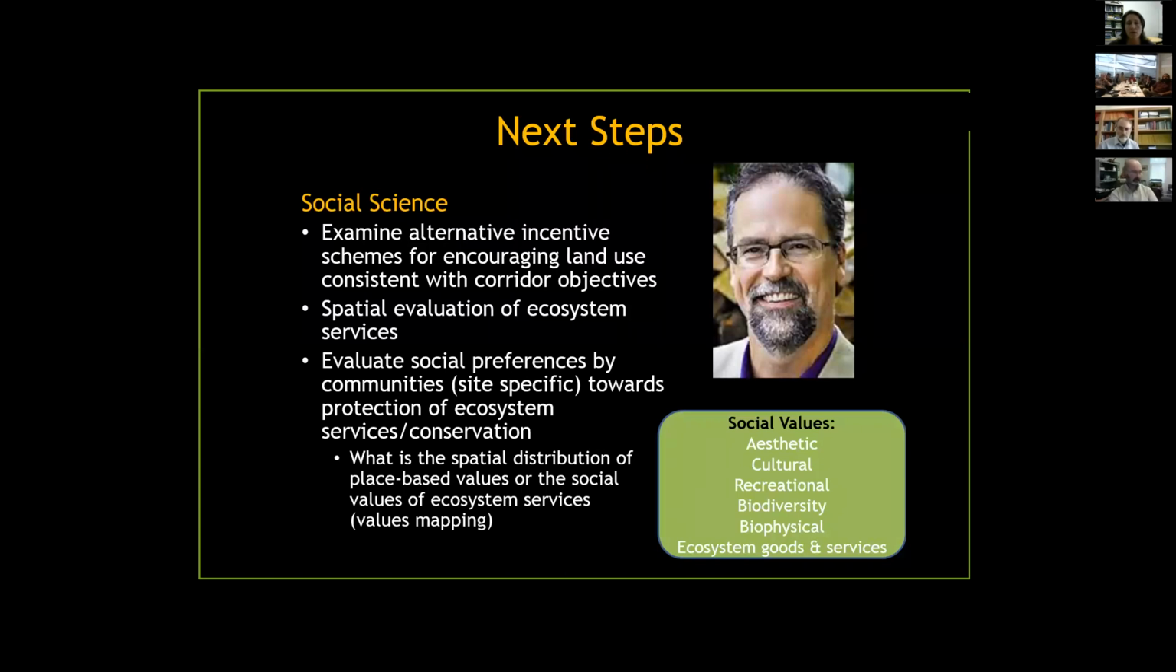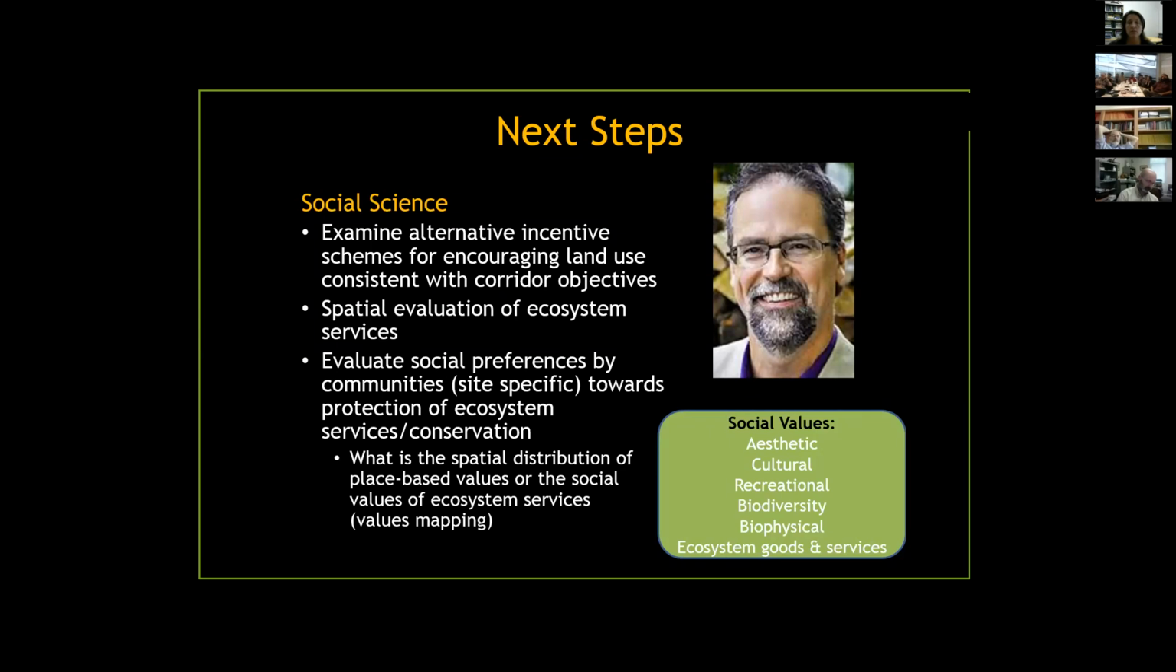So we would like to evaluate the social preferences by communities toward the protection of these specified ecosystem services, and also what's the social capacity of these communities for engaging in conservation practices. And now the approach that we need to take here, of course, is an approach that's going to be spatial, because we need to have the social science data spatially depicted, just as all of the data that I presented on the ecological data.